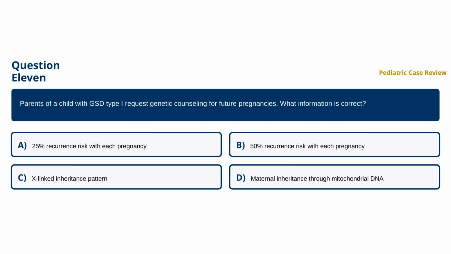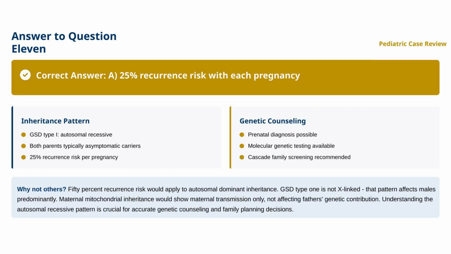Consider the inheritance pattern of GSD type 1 and how it affects recurrence risk in future pregnancies. Think about the genetic principles that determine the likelihood of having another affected child and what this means for genetic counseling. The correct answer is A, 25% recurrence risk with each pregnancy.